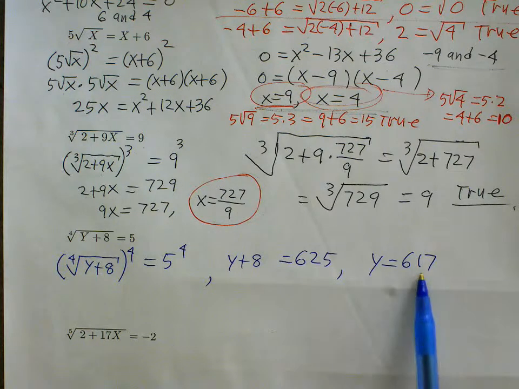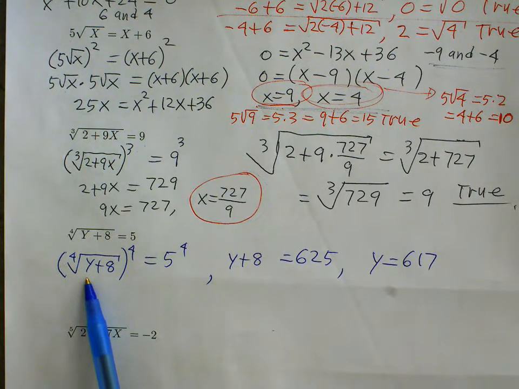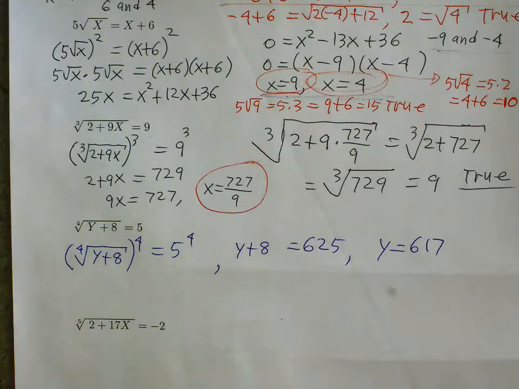So this one is easy to check. You can do it visually. If you replace y with 617, you get the fourth root of 625, which simplifies to 5. Okay, the next one, the fifth root of 2 plus 17x equals negative 2. So what about this one?